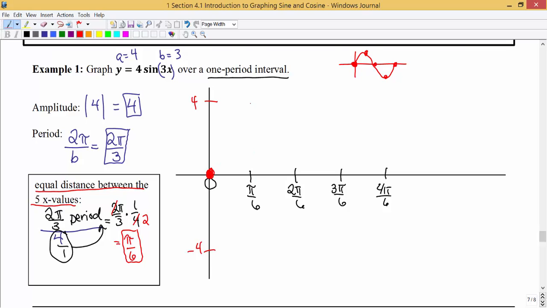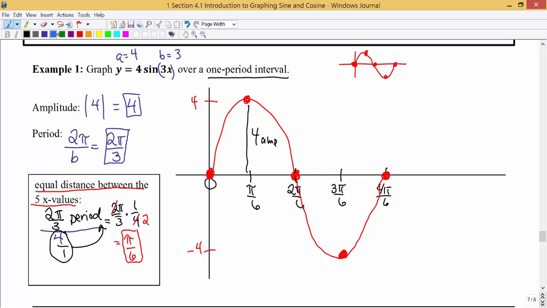So at our second key point, we're going to go up 4 units. At our third key point, we're going to come back to the middle. At our fourth key point, we're going to stretch that distance down to the minimum of -4. And then for our last key point, we're going to come back up to the x-axis. And this will be our graph of sine. And notice that the distance between the middle and the max and the middle and the min is 4 units. And that was our amplitude, and it exists here and here.